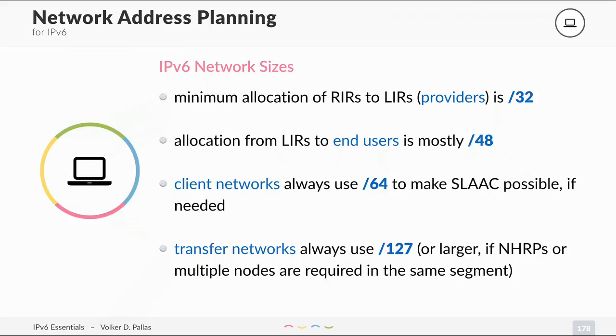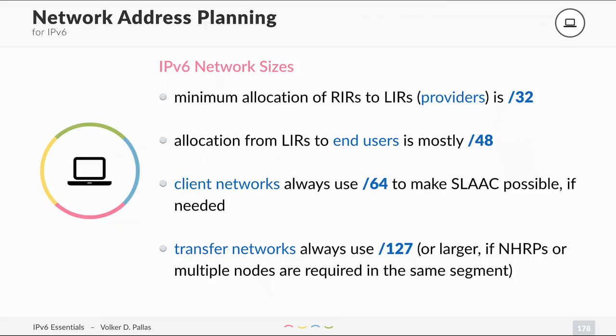In IPv4, you might have calculated how many hosts you have. Do I need a /24? Do I need a /23? Or maybe I need a /27? This doesn't matter with IPv6. You always use a /64. Don't even count how many hosts that is. It's more than enough, but you should not make it smaller.